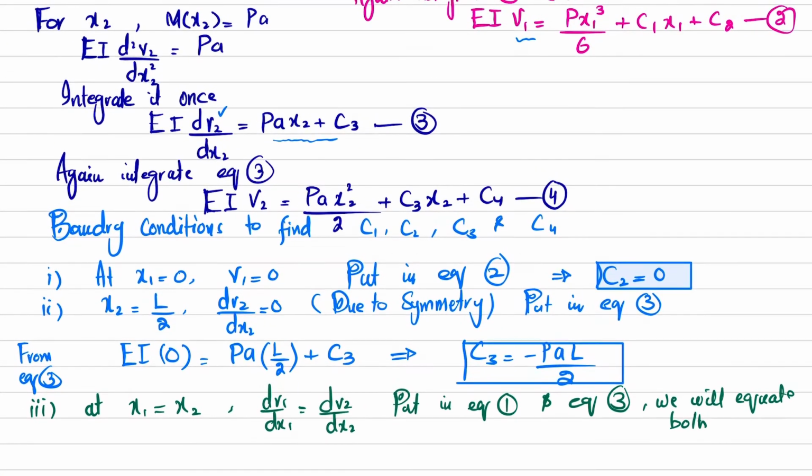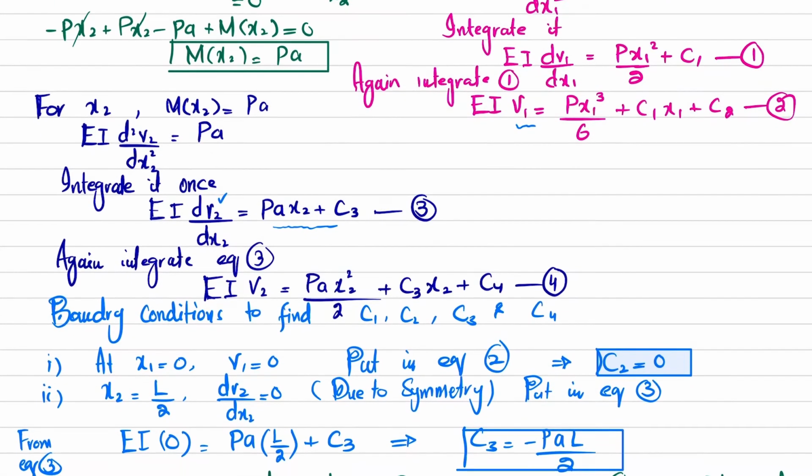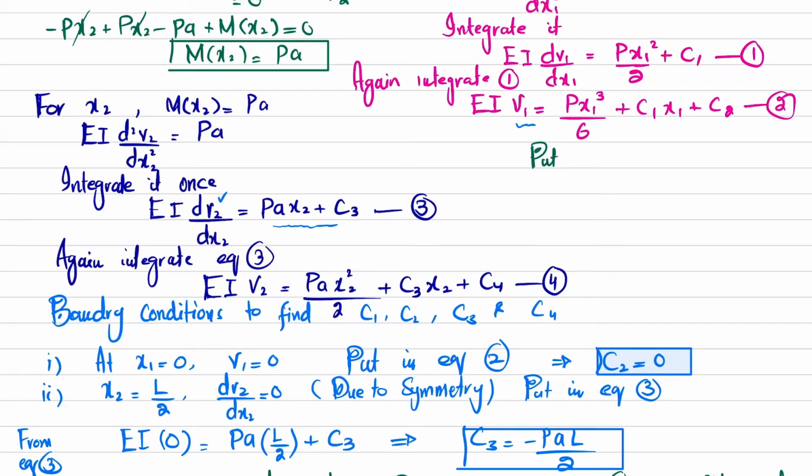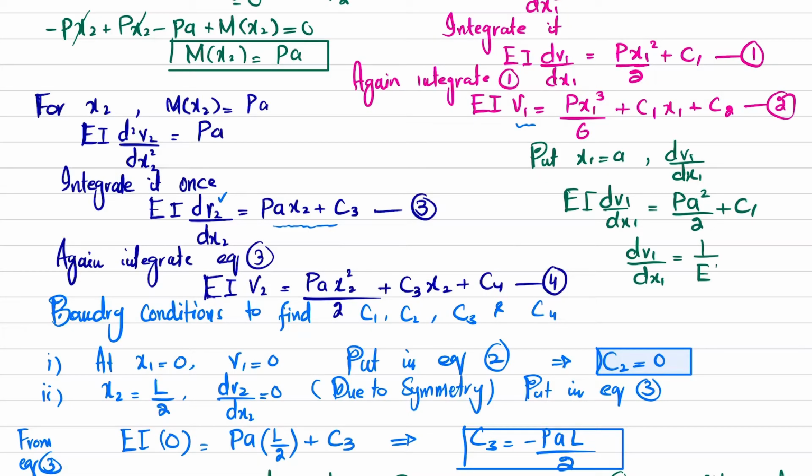So I will show you. If I equate from equation 1, x1 is equal to x2 is equal to a. So this is your equation number 1. If I put x1 equal to a and dv1 over dx1, we will get EI into dv1 over dx1 equal to Pa square over 2 plus C1. C1 is not known, so plus C1. So dv1 over dx1 will be equal to 1 over EI into Pa square over 2 plus C1.